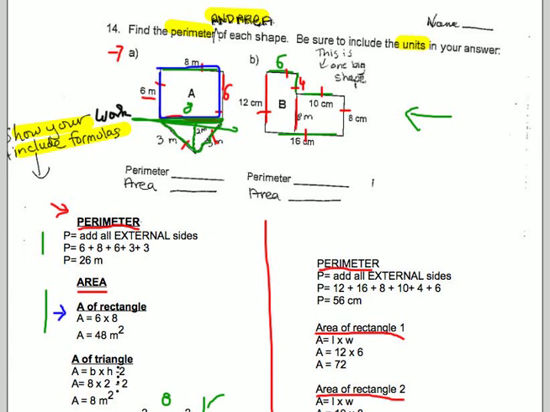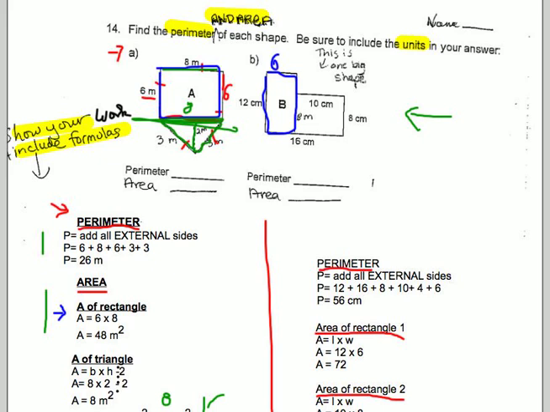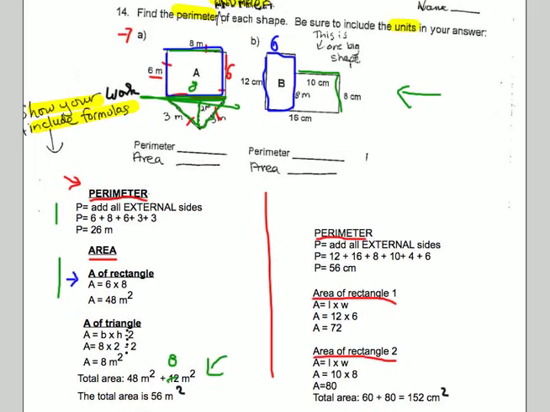To find the area, I have to find the area of both shapes. So I'm going to start first with this rectangle here. And that's 12 meters by 6 meters. So I know 12 times 6 is 72, so the area of this rectangle is 72 meters squared. And the area of this rectangle here is 10 by 8, which is 80 meters squared. And when I put them together, the area of the entire shape is 152 centimeters squared.